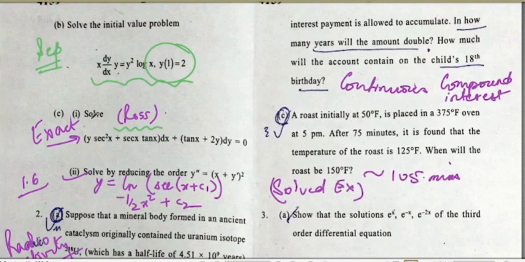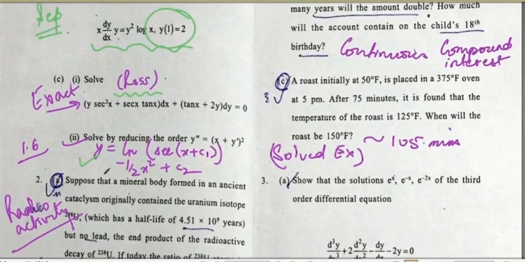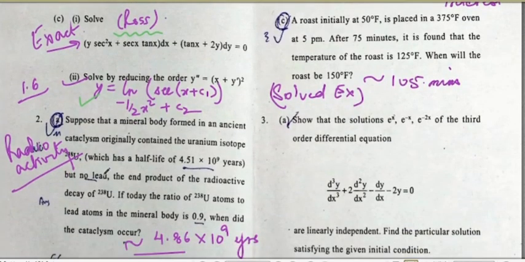Both the subparts of part C were standard questions from Ross and Edwards and Penny respectively, and this is the final answer to the second part. Moving on to the second question. The second question is a radioactivity application, again from Penny, a direct question from exercise 1.4, where the answer turns out to be 4.86 into 10 to power 9 years approximately.